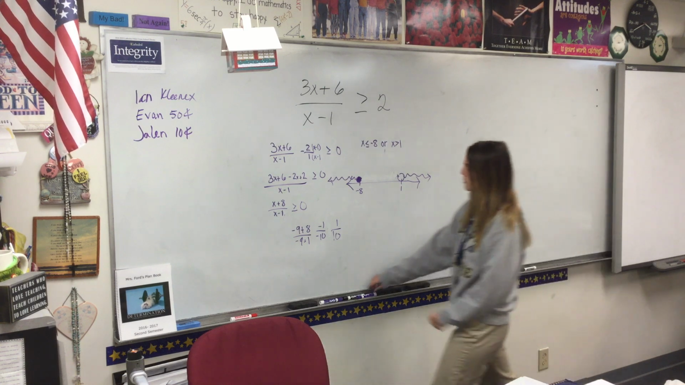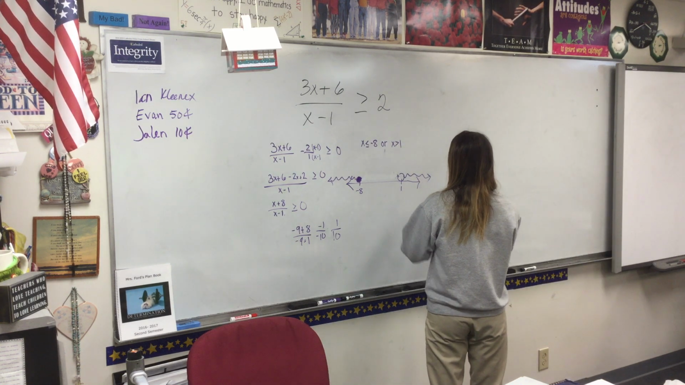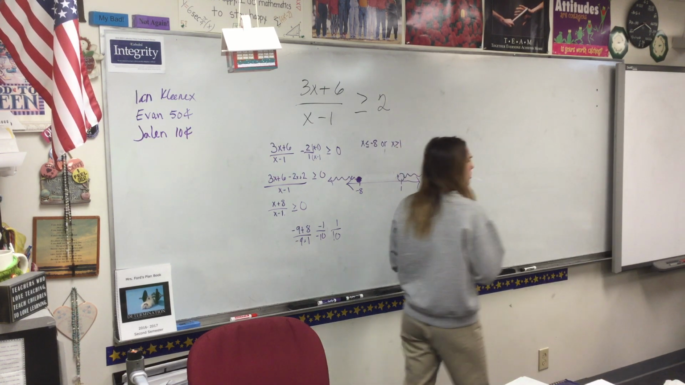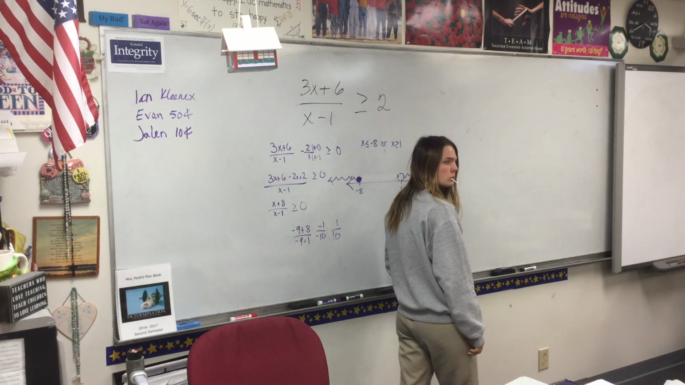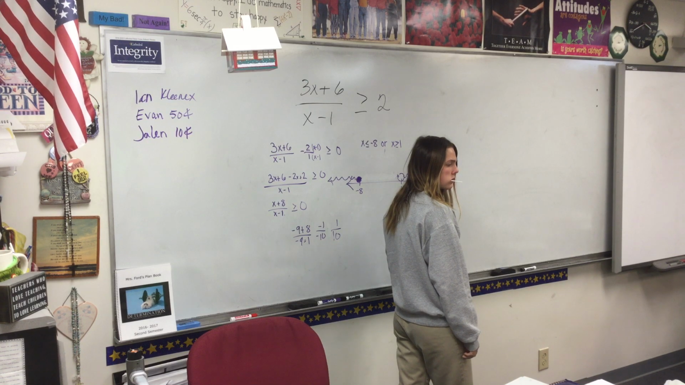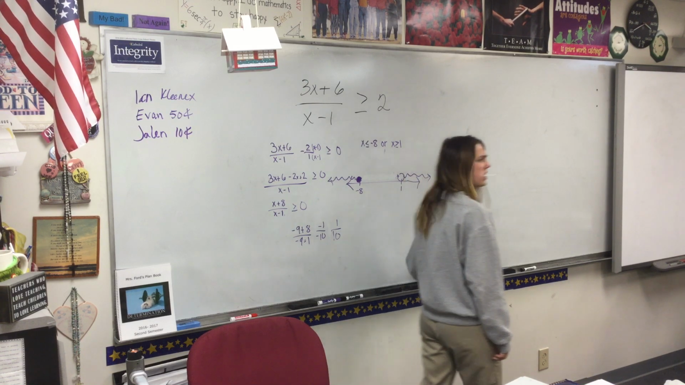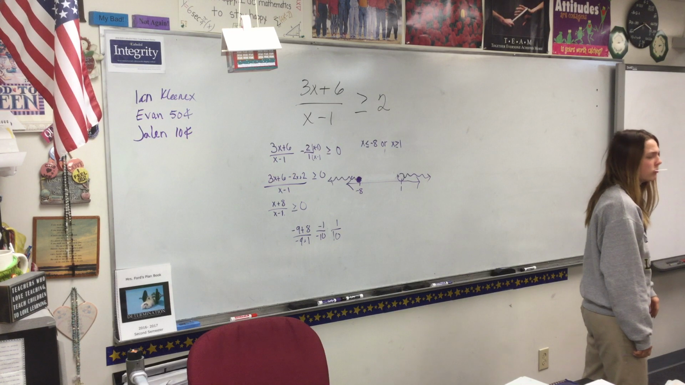If it's just greater than or less than, the dots are open. If it's greater than or equal to, the dots are closed. Always. Can they both be equal to? Unless you have a denominator. Yeah, that is the only time. No, you're right.